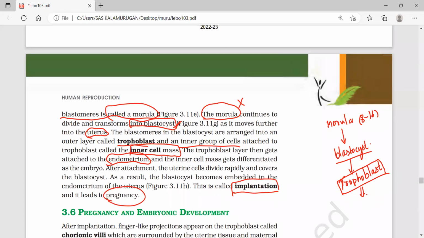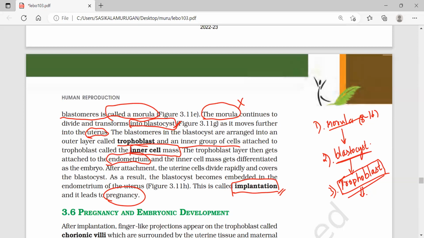After implantation, the pregnancy is confirmed. Okay, so you should know the different layer changes. This is very, very important. I think there is no question so far. Okay, there is no question from this part. That's why you need to know this order: morula, then it becomes blastocyst, then it becomes trophoblast. Trophoblast is the layer that forms around the blastomeres, right?